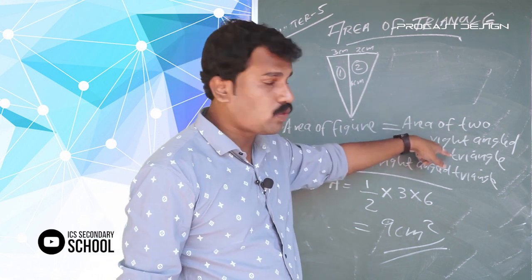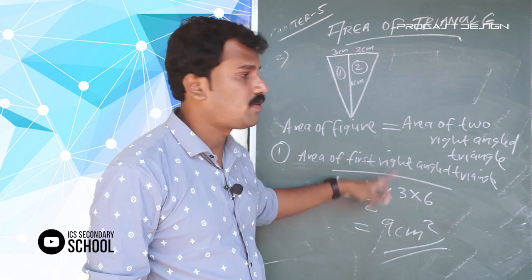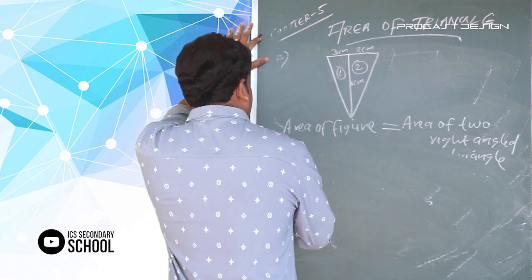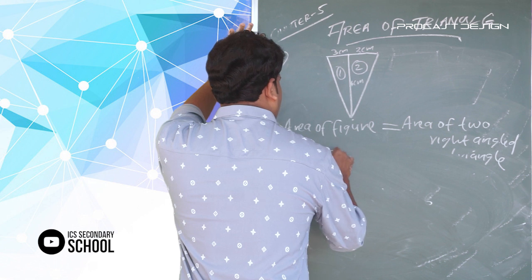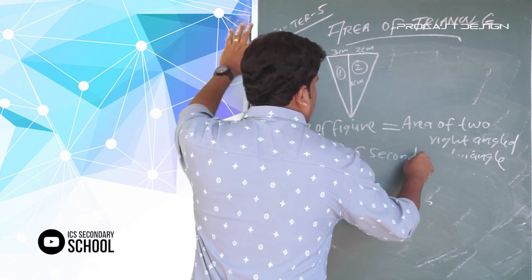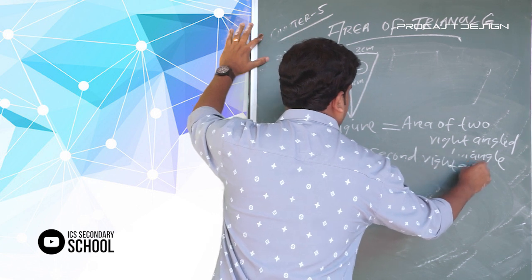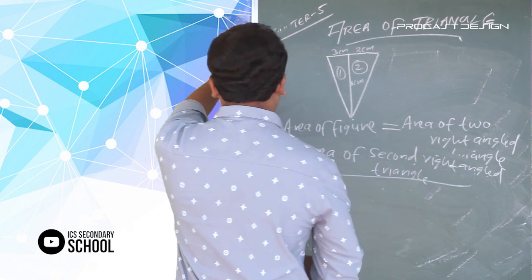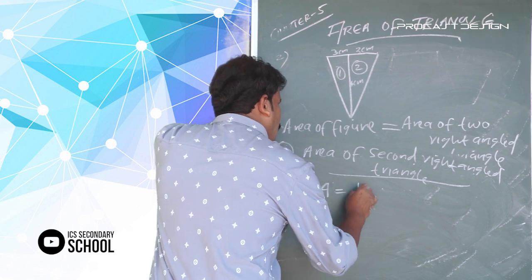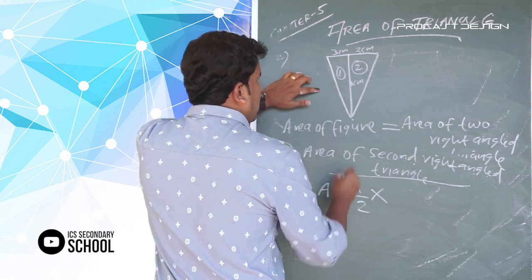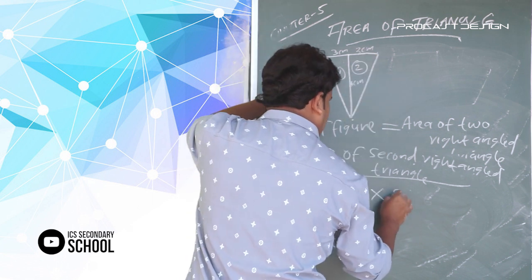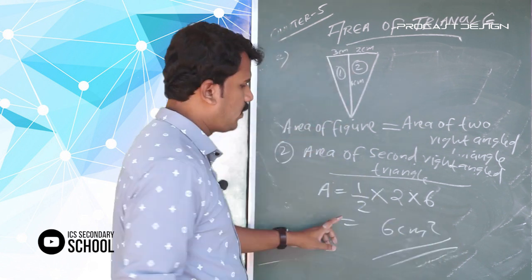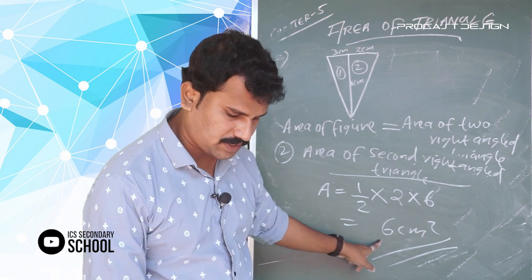So the area of the figure equals the area of two right angle triangles. The first right angle triangle's area is 9 centimeter square. Then the area of the second right angle triangle equals half into length into width, that is half into the perpendicular sides, 2 into 6, that is 12 by 2, which is 6 centimeter square.